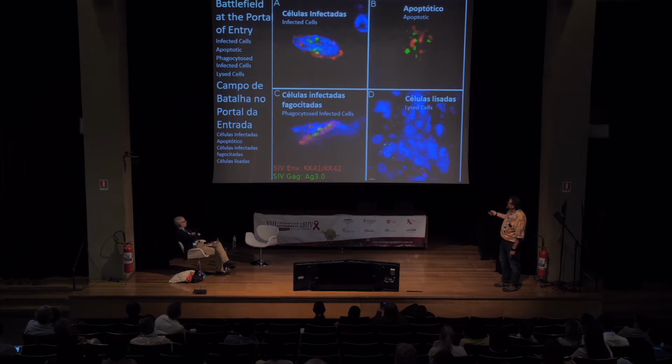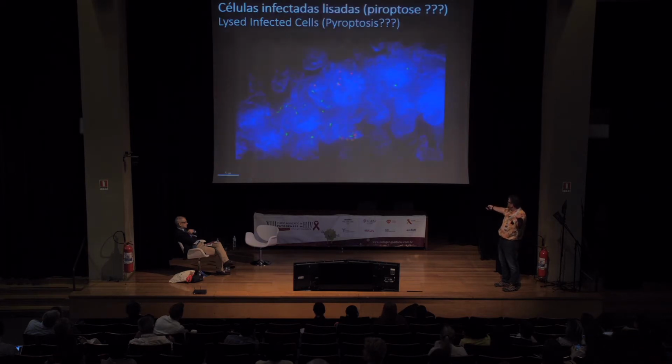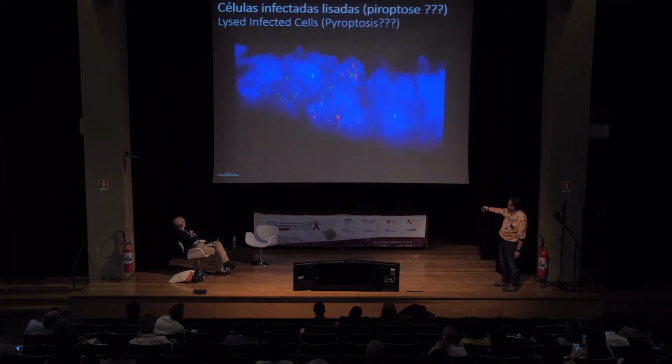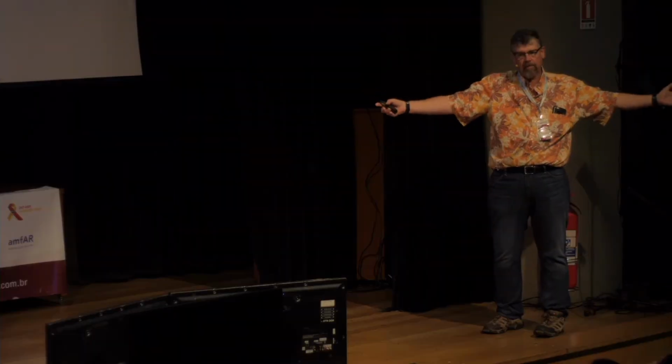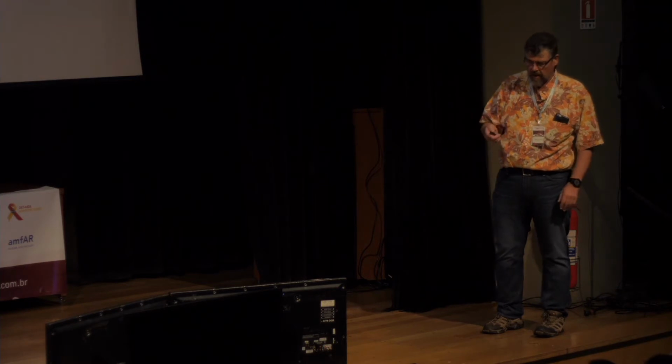We can study the dynamics here. At 48 hours, which is really early, we can see infected cells, apoptotic fragments, phagocytosed cells, and then these lysed cells. This is another one that will look similar to some of what we saw yesterday. These are just cells that seem to have exploded. It could be pyroptosis, and now we'll rotate this, and you can see it's like a disc, almost like a supernova, a disc of GAG and envelope, where this cell has exploded and gotten crushed between the adjacent cells.